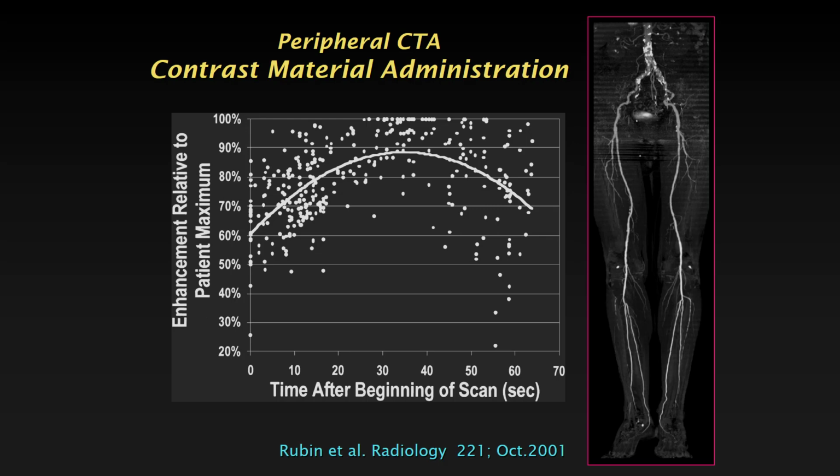So does anybody have a suggestion of what we could do to make this enhancement better in the lower extremity arteries? Particularly, what could we do to make the aorta a bit brighter? Because the aorta we still want to see.